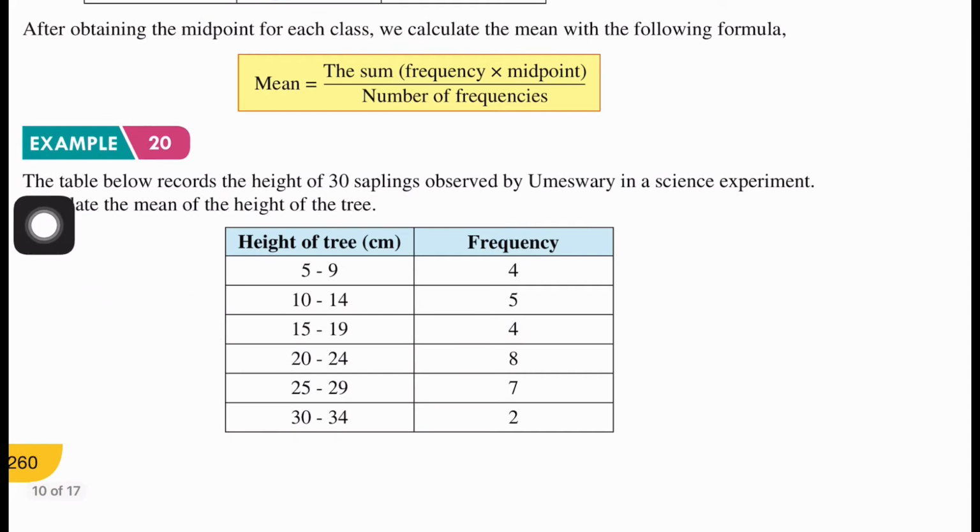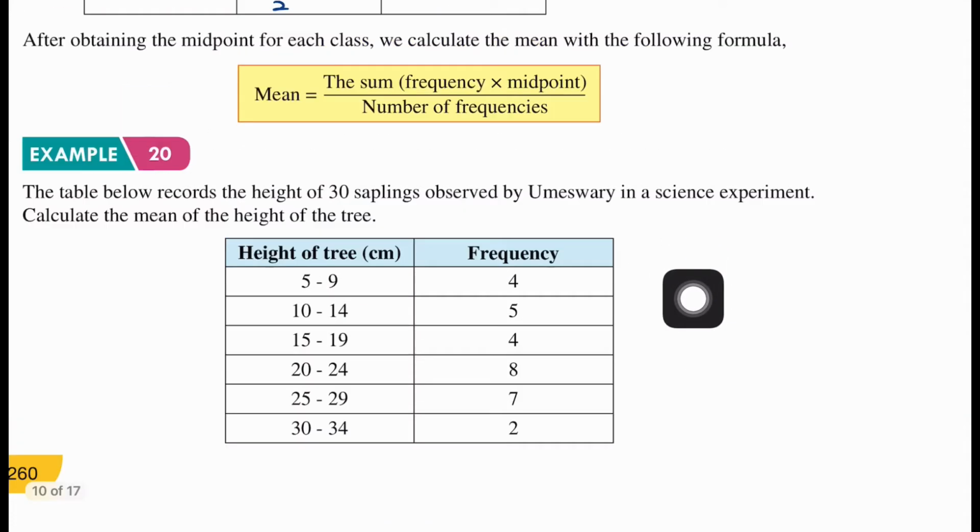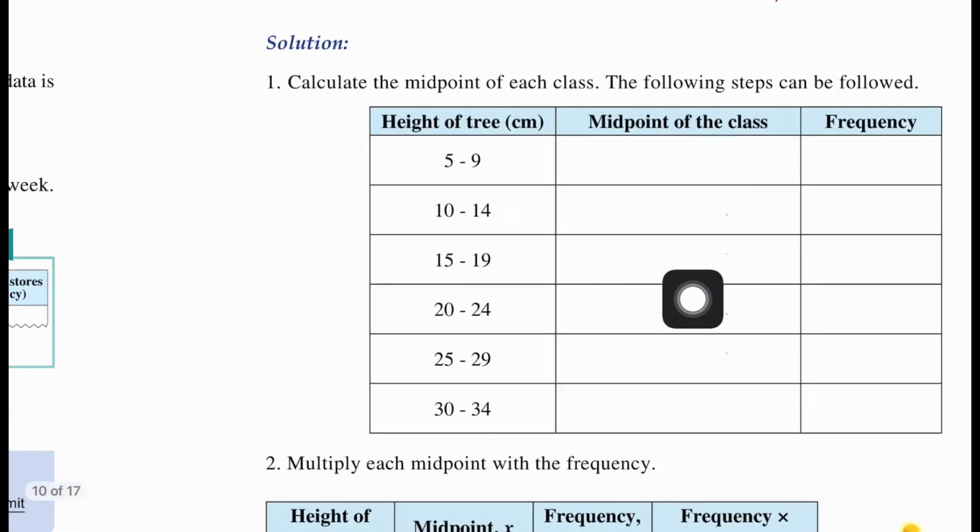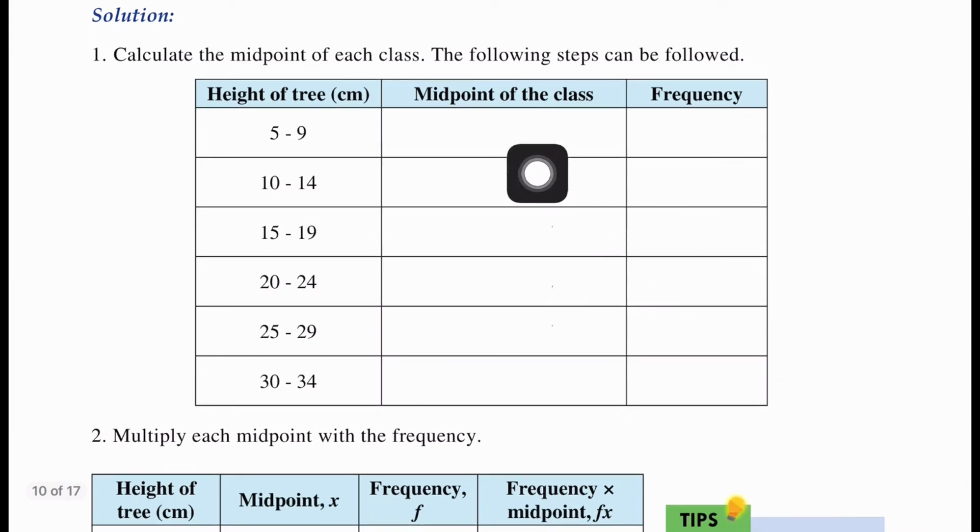Okay, so the table below records the height of 30 saplings observed by Umeswari in a science experiment. Calculate the mean of the height of the tree. Okay, so dia dah bagi frequency table. Okay, so kita cuba jawab. Okay, solution. Okay, calculate the midpoint of each class.